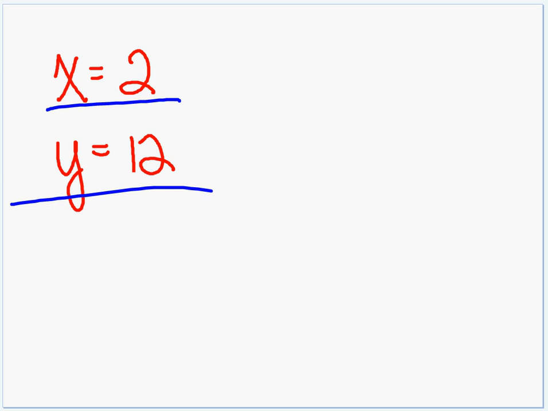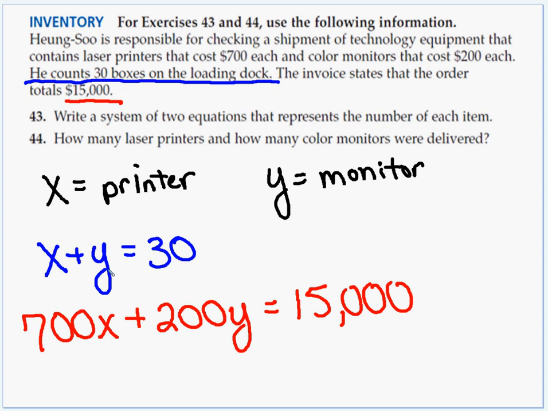All right, I think I got one more example for this video. It's an inventory problem. So the first part, they want a system that represents the number of items. And then the next part, how many laser printers and how many monitors were delivered. Well, for variable assigning, I called x my printers, y my monitors. So it says here on the loading dock, we've got 30 boxes. I'm assuming each box contains one item. So here's my boxes of printers, here's my boxes of monitors. That I know I've got a total of 30 boxes.